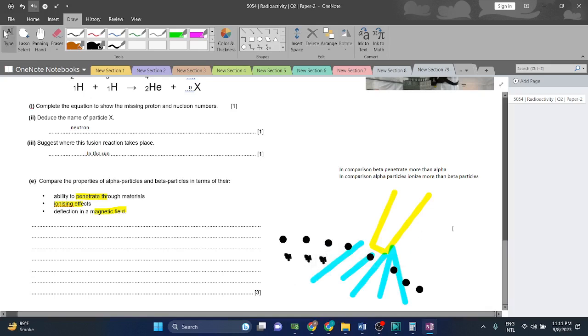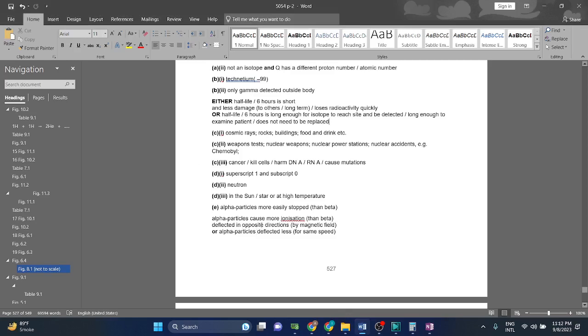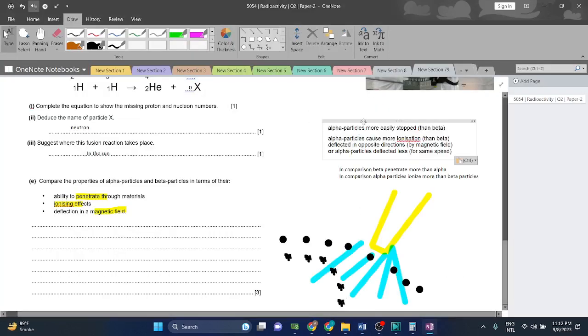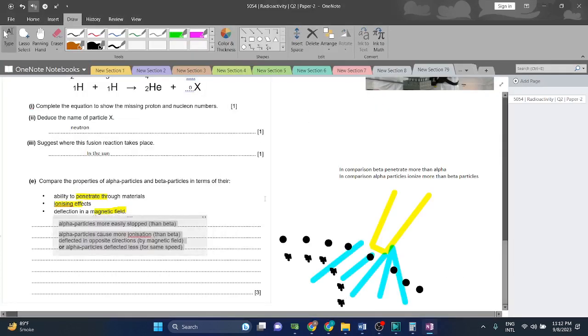But when the air hits it, it will react much more to the air than the heavier particle, and since alpha is much heavier than beta, it will react less. Right? Okay. So alpha particles are more easily stopped than beta.